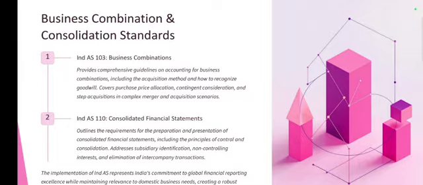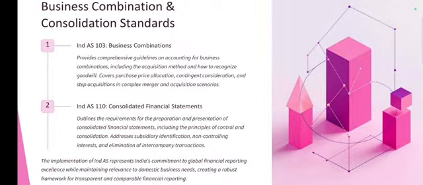concepts. Okay, and Ind AS 110 deals with the consolidated financial statement. Okay, so don't get confused between Ind AS 1 and Ind AS 110. Ind AS 1 deals with the format for financial statements, how they should be presented. And this Ind AS 110 deals with the financial statement of group companies. It covers the consolidated financial statement of the group companies.